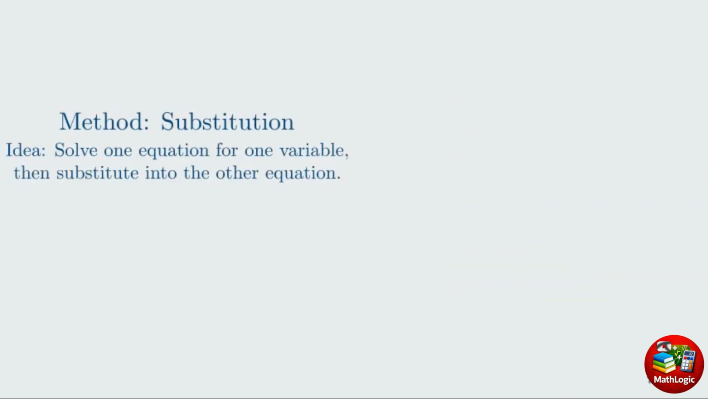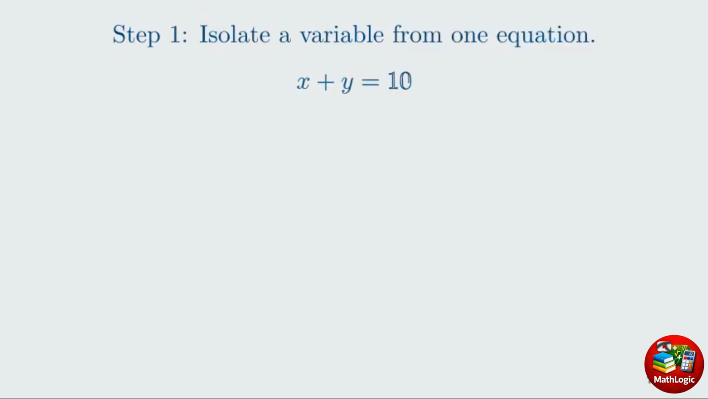The idea is to solve one of the equations for one variable and then substitute that expression into the other equation. Let's apply the substitution method. Our first step is to isolate one of the variables. We'll start with our linear equation, x plus y equals 10, because it's the easiest to work with. Here's equation 1 again. We can solve for y by simply subtracting x from both sides of the equation. This gives us y equals 10 minus x.